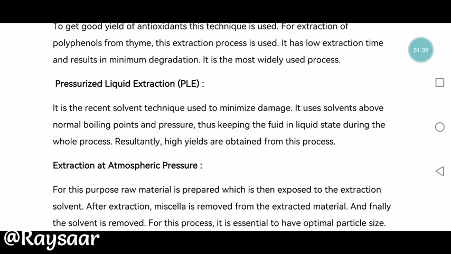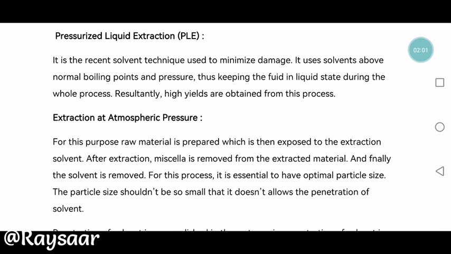Then, pressurized liquid extraction. It is a recent solvent technique used to minimize damage. It uses solvents above normal boiling points and pressure, thus keeping the fluid in liquid state during the whole process. Resultantly, high yields are obtained from this process.